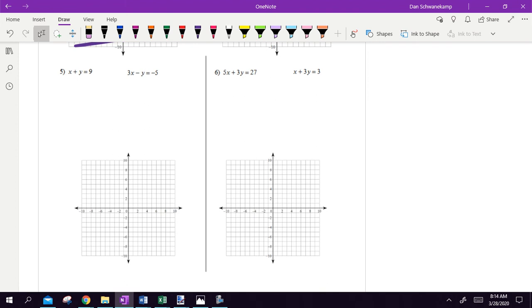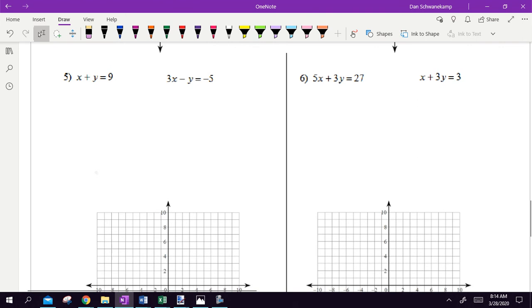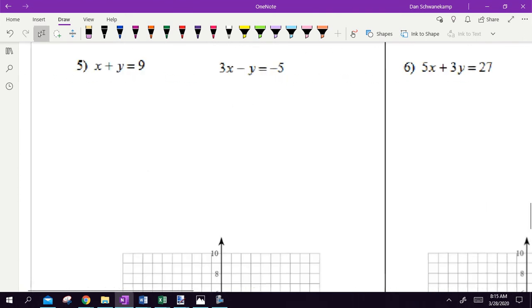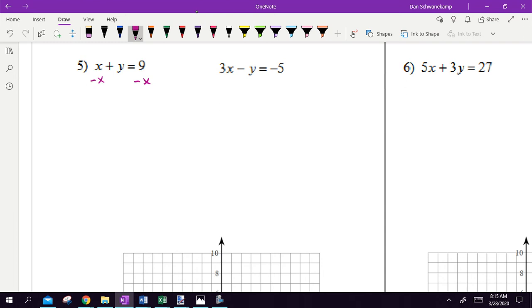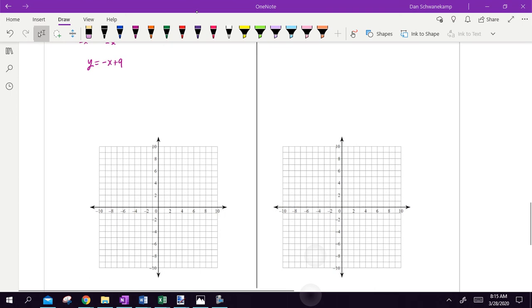I'll do one more with you just to look at it. But this shouldn't be too crazy for you. X plus y equals 9. If I'm going to graph that, I want to get y by itself. So I'm going to subtract x. So y equals negative x plus 9. Let's graph it. Start at 9. Down 1 over 1. Down 1 over 1. Always run to the right. Boom. There's my first line.